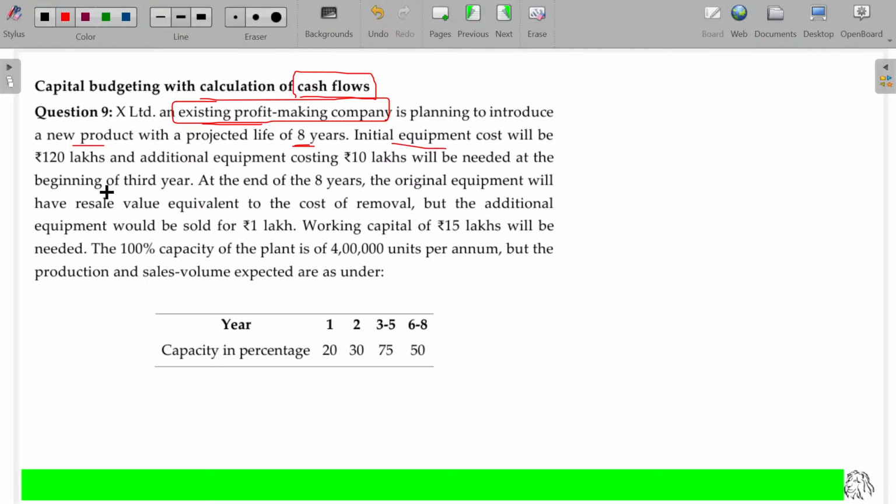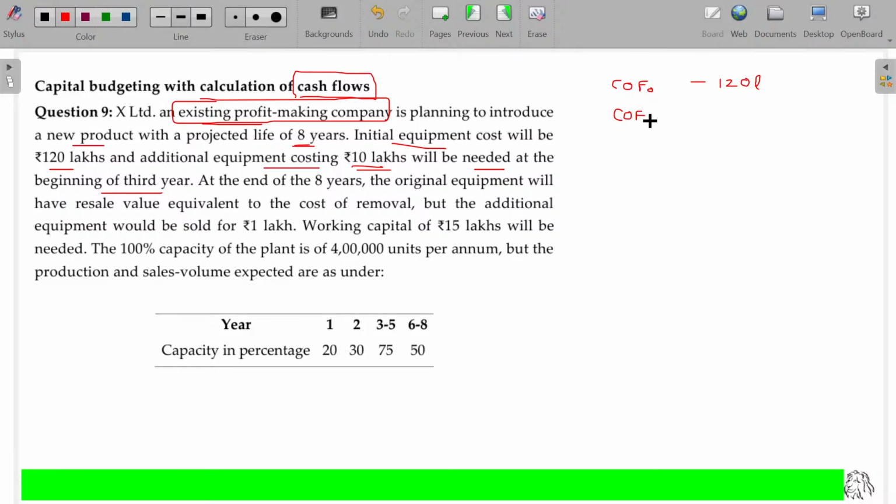The initial equipment cost rupees 120. So cash outflow at the 0th period for this equipment being 120 lakhs. 120 lakhs. Clear? Then additional equipment costing 10 lakhs will be needed at the beginning of third year.